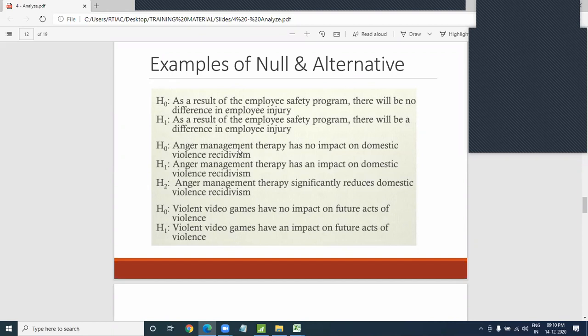Null says forget about it. This is one therapy and this is violence. Why are you correlating them? There's no relation. Null will always talk about no relation. Similarly, have a look at this: violent video games have no impact on future acts of violence. Null says no. Alternate says playing violent video games will lead to such acts in the future. So bottom line, null will say no relation, alternate will develop a relationship that yes, there is one.